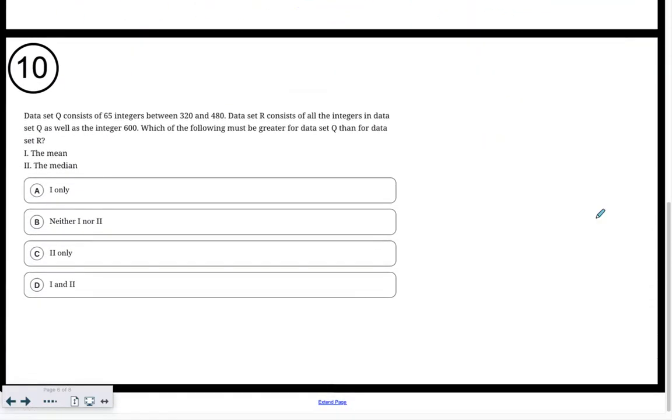Okay. So we have data set Q that consists of 65 integers. Data set R consists of all the integers in data set Q as well as the integer 600. Which of the following must be greater for R than for Q? All right, so R is everything in Q and then a number that's bigger than any of the numbers that were there.